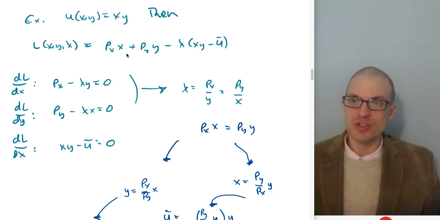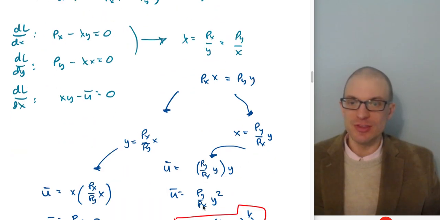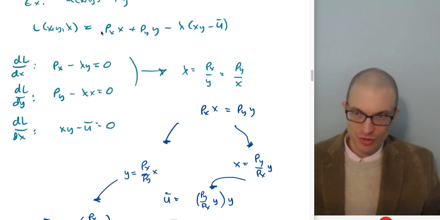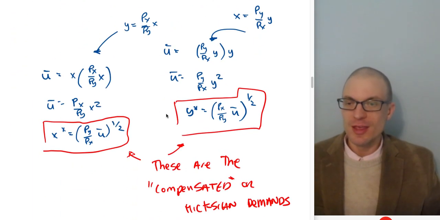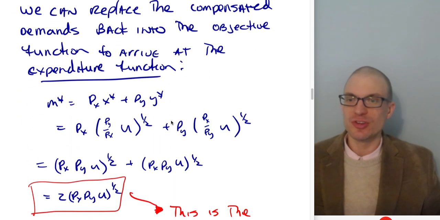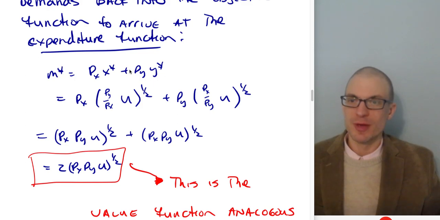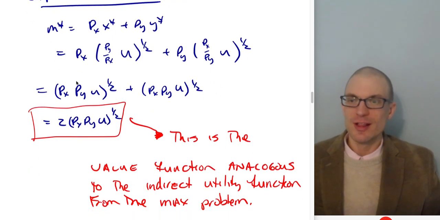My objective was to minimize my expenditure, so I'm going to plug these Hicksian demands in for this x and then for this y. This is going to be x star and y star, and that is going to give me my consumer's expenditure function. Right, so my expenditure function is going to be px, substituting for x star, plus py, substituting for y star. And if you clean this up, the algebra is a little bit annoying, but if you clean this up, you get something that looks like this.